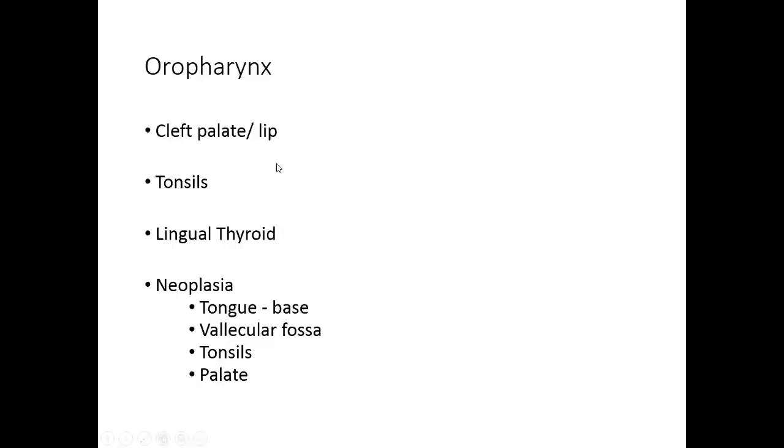The oropharynx. The problems affecting the oropharynx would be the cleft lip and problems which are congenital, tonsil problems, lingual thyroids, and malignancies, neoplasias of the tongue base, vallecular fossa, tonsils, and palate.